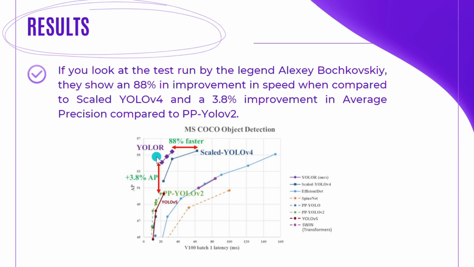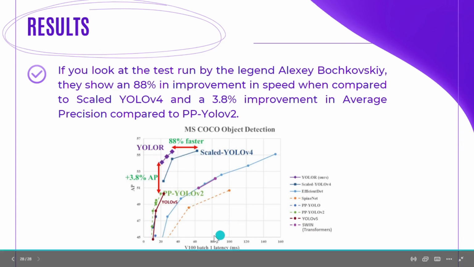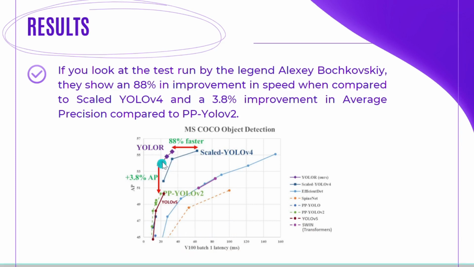As we go to the left part of the graph, we can see that the latency is lower, which means it will have a higher speed. And we can see that the YOLO-R model is actually 88% faster than the scaled YOLO v4 model. When compared to the PP-YOLOv2 model, we have a gain of around 3.8% in terms of average precision. But in terms of performance, compared to the scaled YOLO v4, the scaled YOLO v4 is slightly more accurate than the YOLO-R model, but the YOLO-R model is much faster.